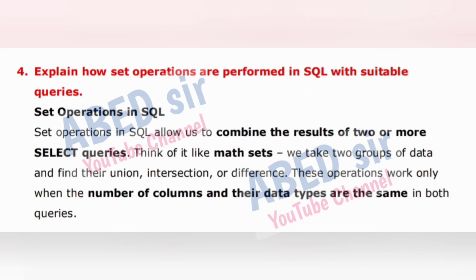Next important long question is 4. Explain how set operations are performed in SQL with suitable queries. Set operations in SQL allow us to combine the results of two or more select queries. Think of it like math sets. We take two groups of data and find their union, intersection, or difference. These operations work only when the number of columns and their data types are the same in both queries.